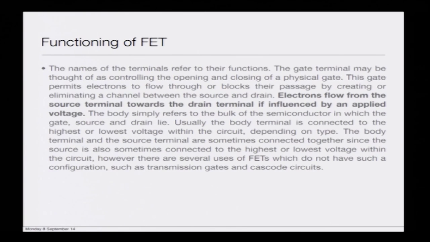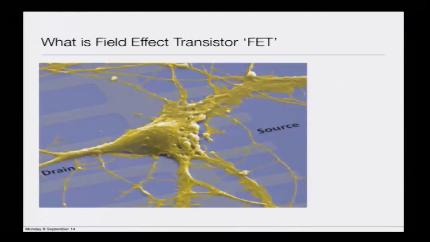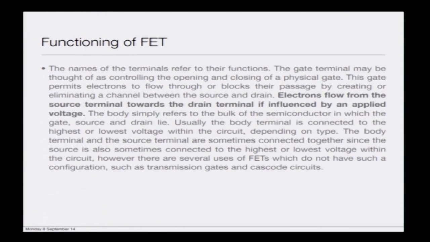What is most important is that if you look at between the source and the drain, you see the electron flow from the source terminal towards the drain terminal. In the picture there is a source and there is a drain, and in between on the gate there is a neuron which is sitting out there. So, the flow of the electron from the source to the drain is regulated by the applied voltage. That is what was being shown here.